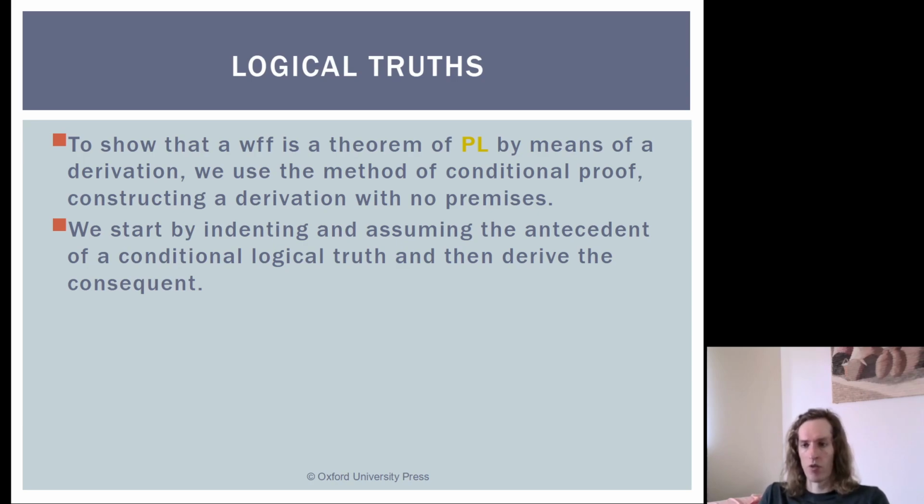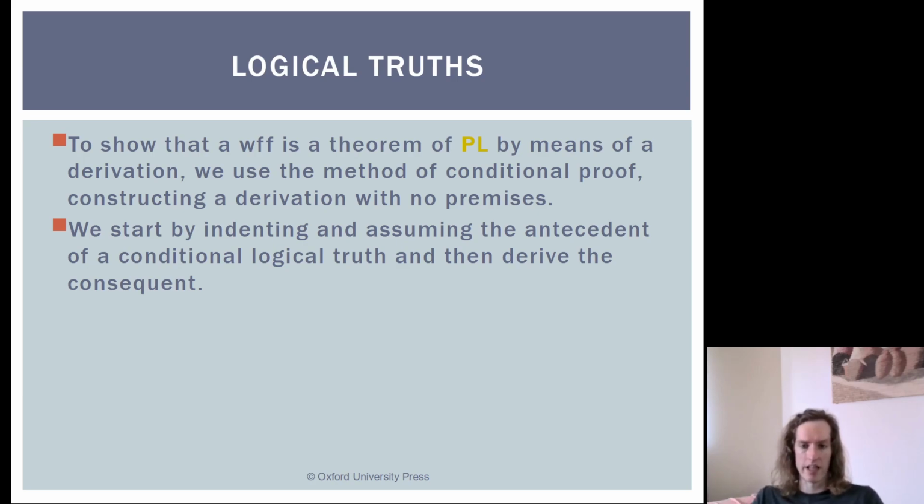So to show that a well-formed formula is a theorem of propositional logic by means of a derivation, we use the method of conditional proof, constructing a derivation, in this case, with no premises. In the previous examples, we started with some premise and there was a conclusion that we wanted to show. In the course of working through that proof, we would stop at some point and indent, to show that we're working through a conditional proof where we assume something and see what follows from that. And then we discharge: if that was true, then something else was true. Then we can either finish our proof or keep going from there.